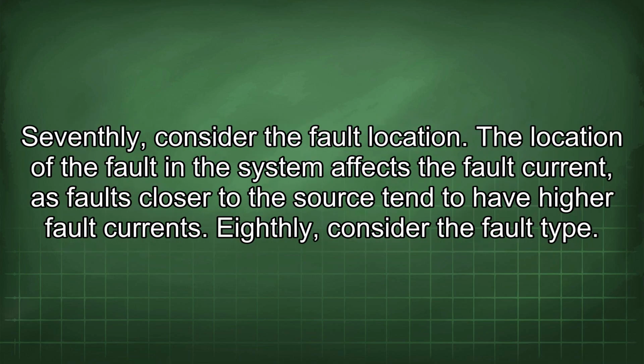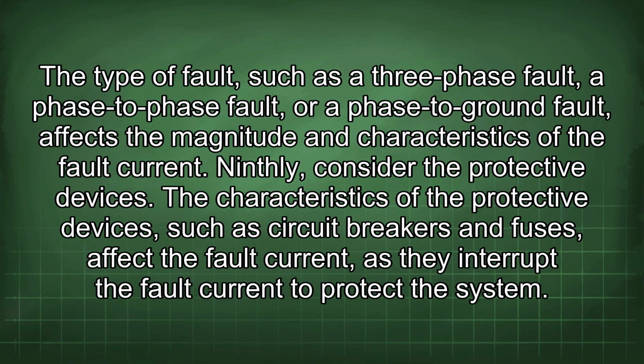Seventhly, consider the fault location. The location of the fault in the system affects the fault current, as faults closer to the source tend to have higher fault currents. Eighthly, consider the fault type. The type of fault, such as a three-phase fault, a phase-to-phase fault, or a phase-to-ground fault, affects the magnitude and characteristics of the fault current.